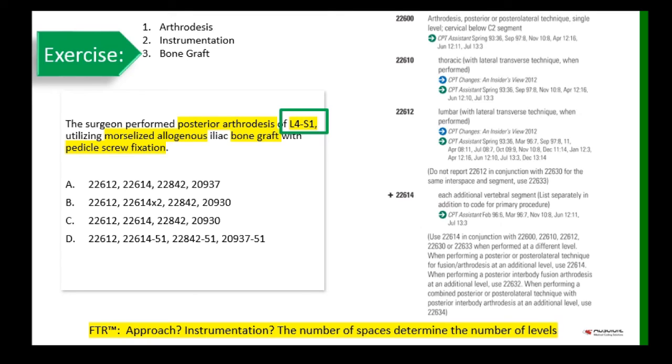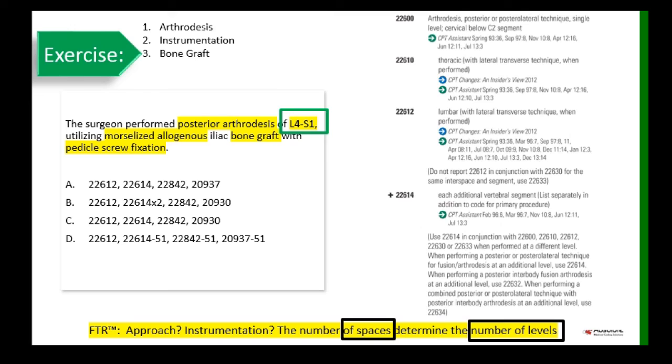All right, too, I have this green box around L4 through S1. This is the spine area that's being fused or having arthrodesis. So what I do is I go back down to my FTRs to determine the number of spaces that I'm coding. And if you look at the guideline below, it says the number of spaces determine the number of levels. So you're actually going to be coding levels. Levels and spaces are synonymous.